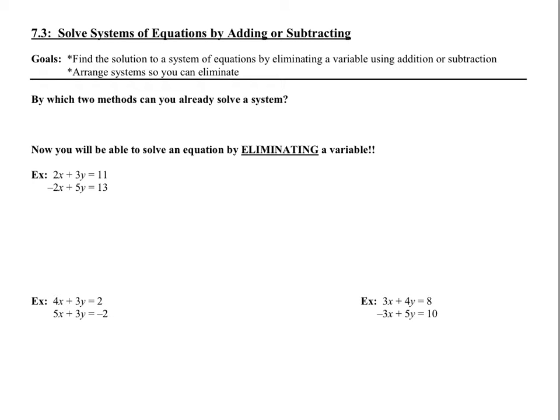So we already know how to solve a system by graphing and substitution. Graphing, if you're doing it by hand, can take a while, and substitution, if a variable isn't isolated, requires more steps. So our goal today is to eliminate a variable.